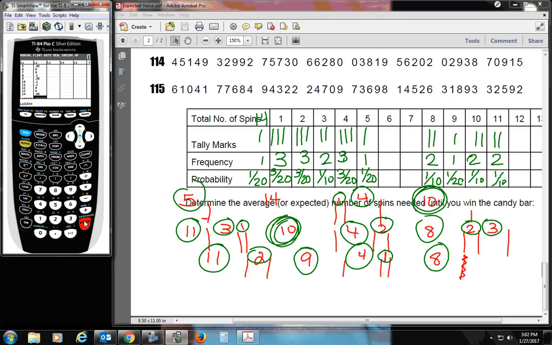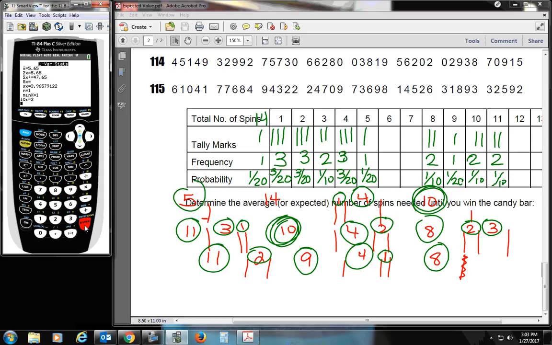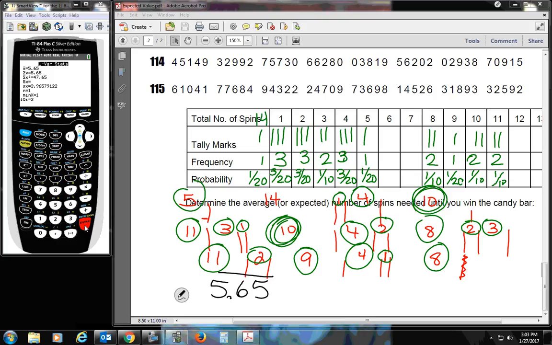Okay, so then I'm going to go stat calc, one variable stats, and I'm going down to calculate. And I got 5.65. So what on earth does that mean? It means on average, I need to spin the wheel 5.65 times, which is not really even feasible. You can't spin it 0.65 of a time.